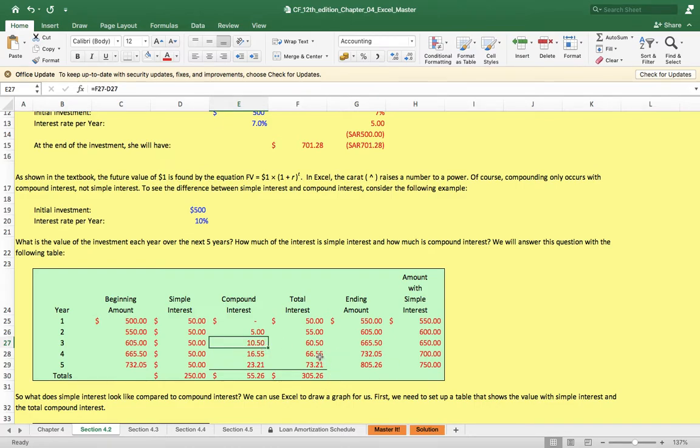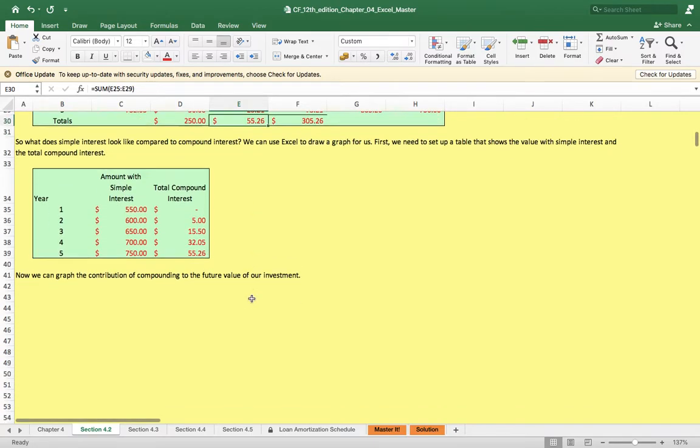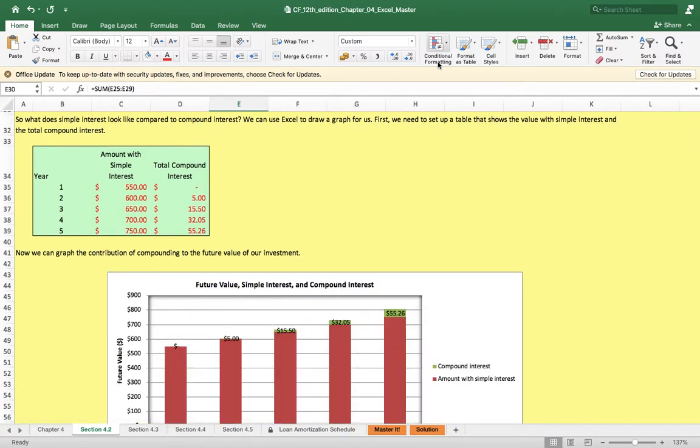Fourth year, compound interest is 66.55, simple interest is 50, so interest on interest is 16.55. Fifth year, 73.21. Simple interest 50. So interest on interest is 23.21. So in this way, extra amount interest on interest is 55.26. So this way we calculated the simple interest and compound interest.